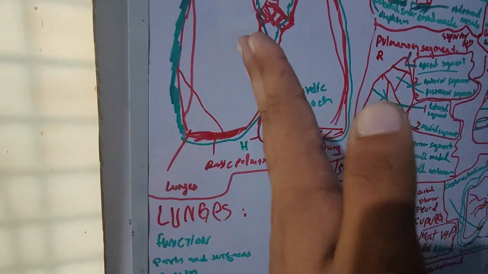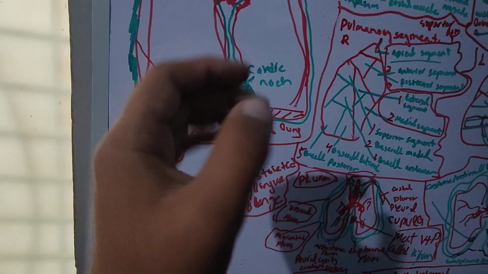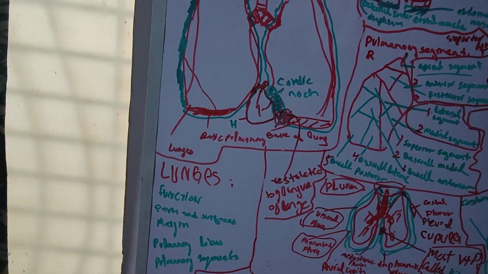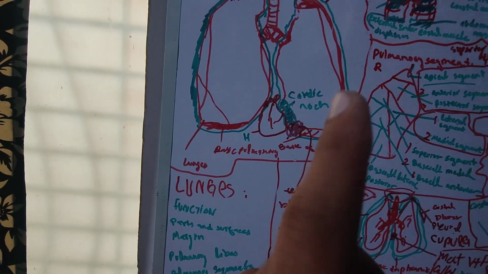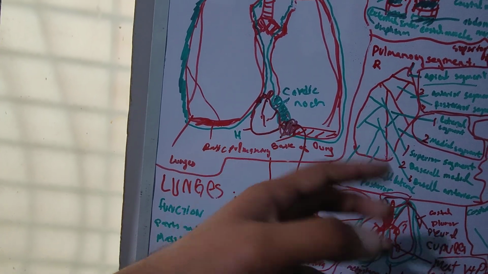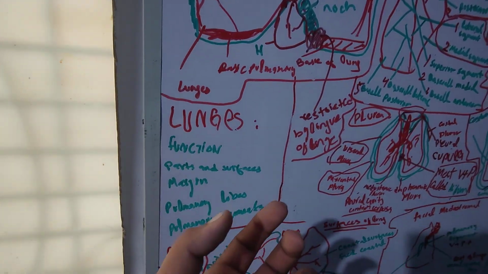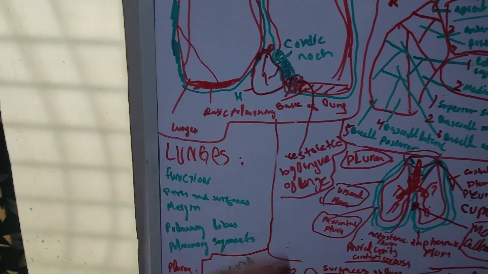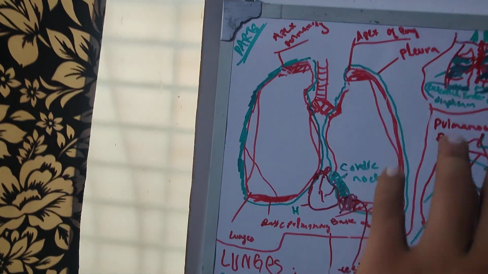The right lung is a little smaller than the left lung, and this area is called the cardiac notch. It is restricted by the lingula of the lung. So that's all the parts.